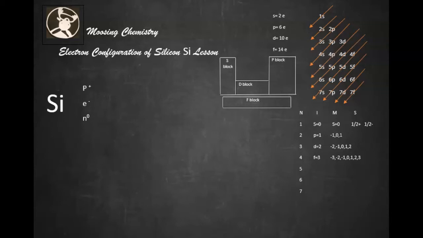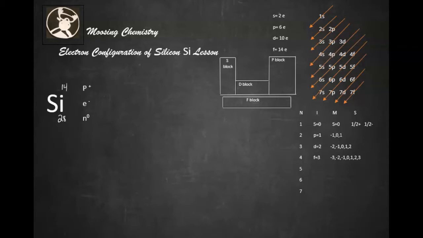This is the Electron Configuration of Silicon, Si lesson. Silicon happens to be the 14th element on the periodic table, so the atomic number, of course, is going to be 14. Our atomic mass unit or mass number is going to be 28.